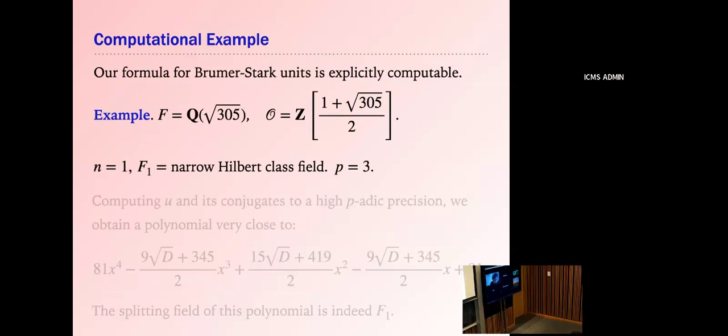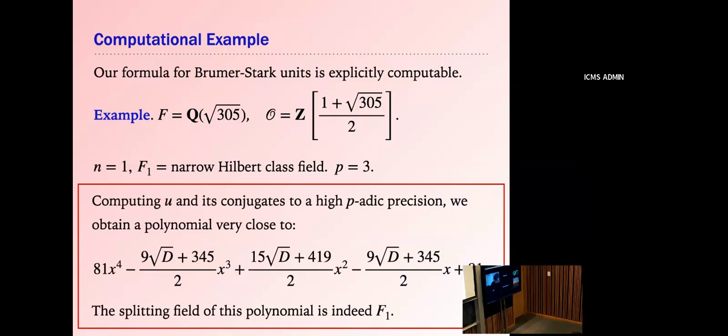For example, if you take Q adjoin the square root of 305, the ring of integers is generated by (1 plus root 305) over 2. For simplicity, we're going to take F to be what I called F1 from my earlier slides, the narrow Hilbert class field, and we take p equals 3. Then you can write down this integral to however many p-adic digits your computer allows: maybe 50 p-adic digits, 100 p-adic digits. And you get some numbers that look like random numbers.